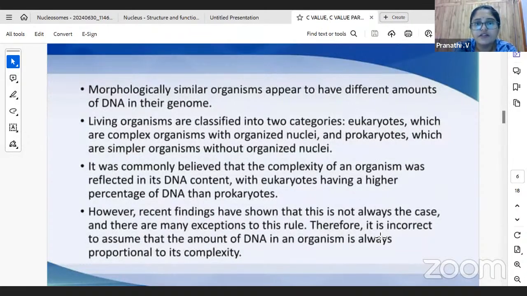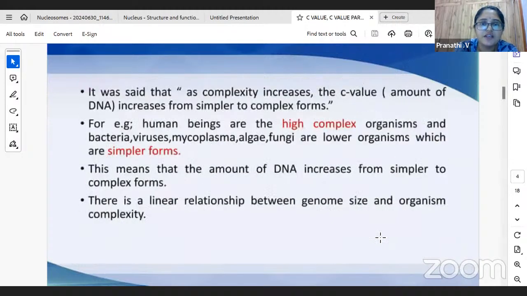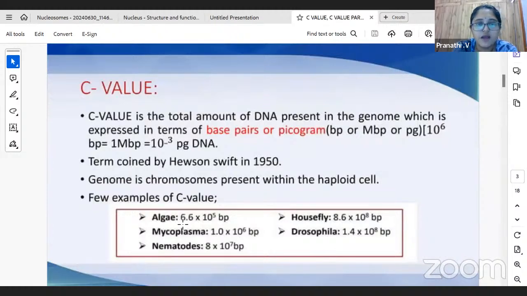Now, a different amount of DNA is present in morphologically similar organisms. Still, we have different amounts of DNA in the genome. So algae, that is algae and fungi, you see around 6.6 into 10 power 5 base pairs. Mycoplasma, that is fungi, is around 1.1 into 10 power 6 base pairs.